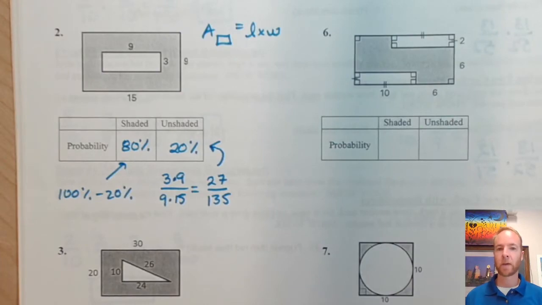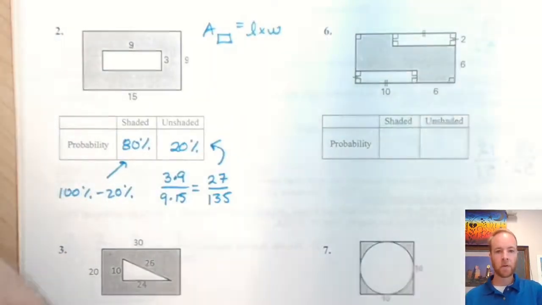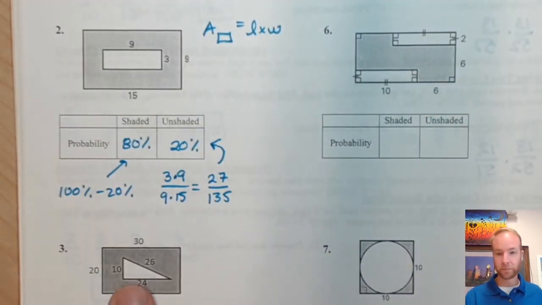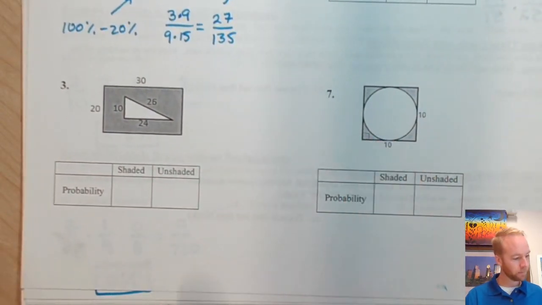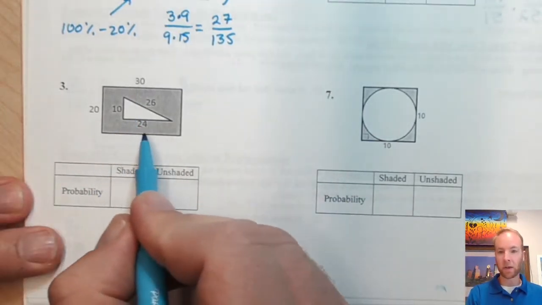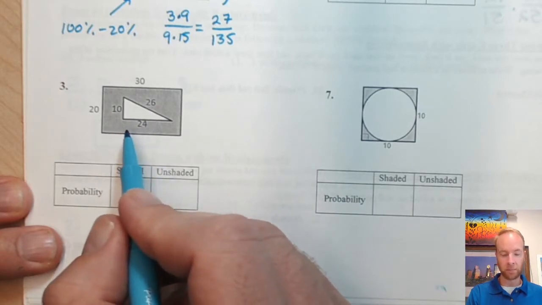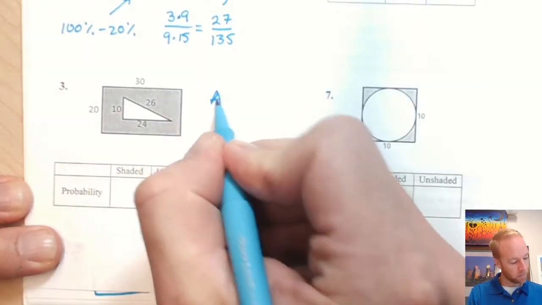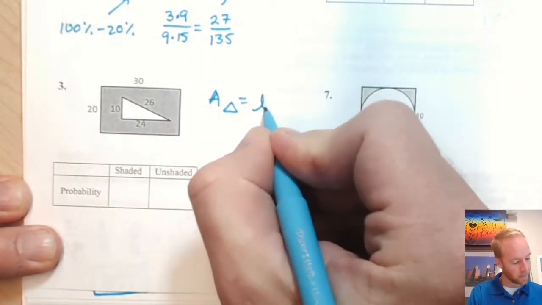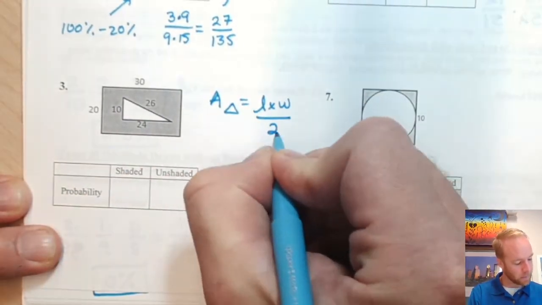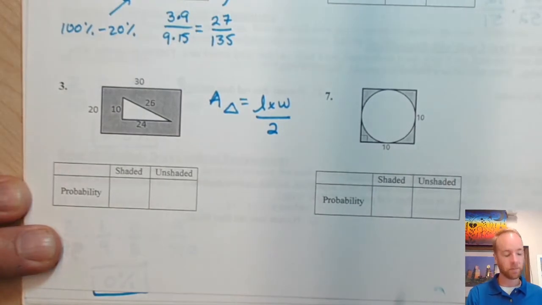Okay, I'm going to do 2 more. One with a triangle and one with a circle. And then you will be in charge of doing the rest. All right, so this problem we're going to do similarly. Remember that the area of a triangle is half of a rectangle, so it's length times width, but then you have to divide by 2, right?